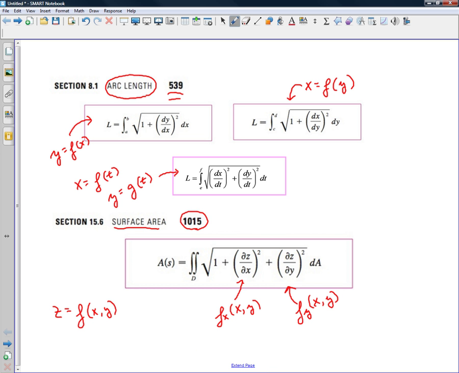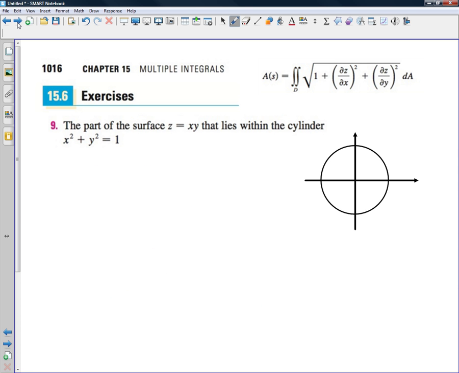So let's take a look at an application problem, and this problem is number 9 from section 6, and I got a little bit of a head start, not too much here, but the surface area is lying within a cylinder, and the cylinder would have this kind of trace in the xy plane. And this is, of course, the circle x squared plus y squared equals 1.